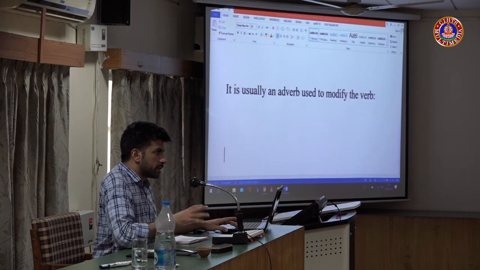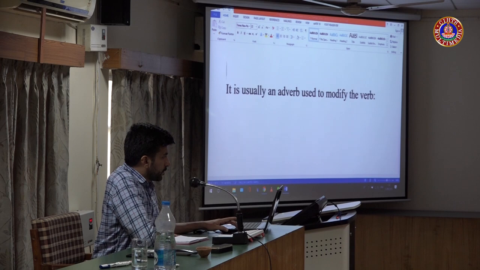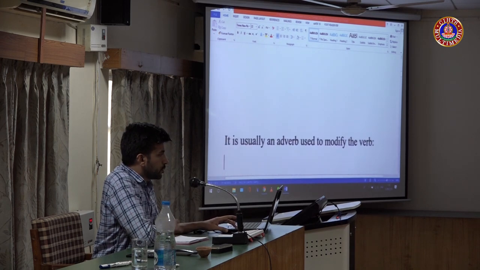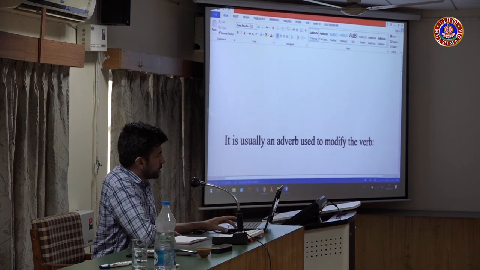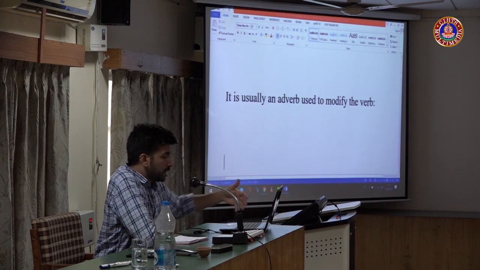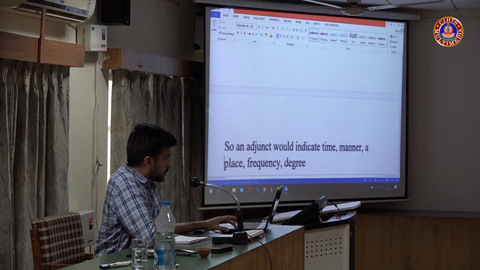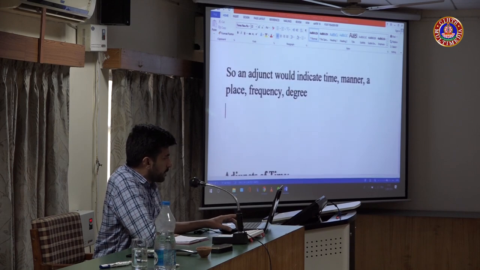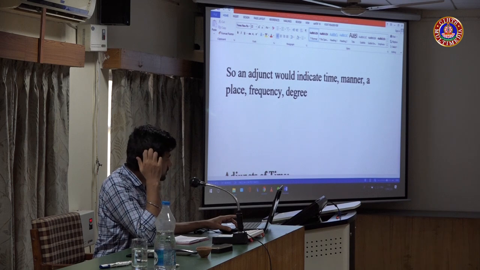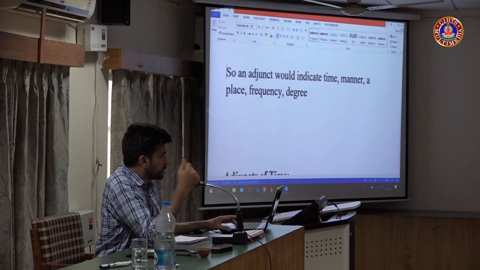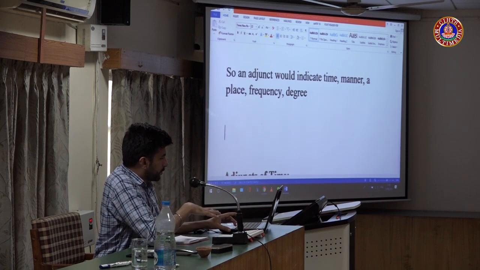So, these are mostly found near verbs. For example, "on the couch" was right next to "wore blue". So they are mostly adverbial phrases, adjuncts, which are used to give additional information about the verb, modifying the verb. Now, if adjuncts behave like adverbs, sometimes they indicate time, manner of action, place, frequency, degree. We'll just try to see a few of these.